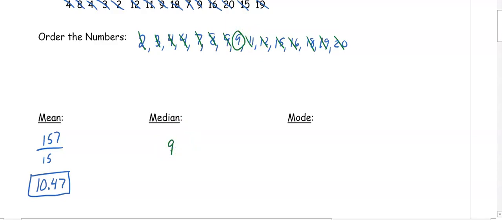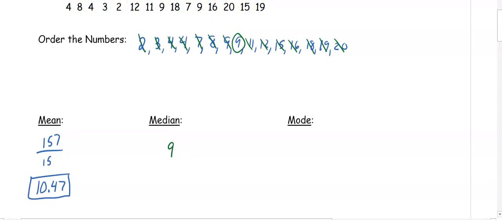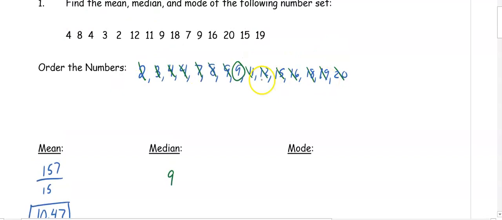To get our mode, we want to look at what number occurs the most. So if we go back to our original data set, since we had crossed out these numbers, in my data set I have 2 4s and I have 2 9s. So both of those numbers repeat more than any of the other numbers. So in this case we're going to have 2 modes. We're going to have 4 and 9 as our modes.